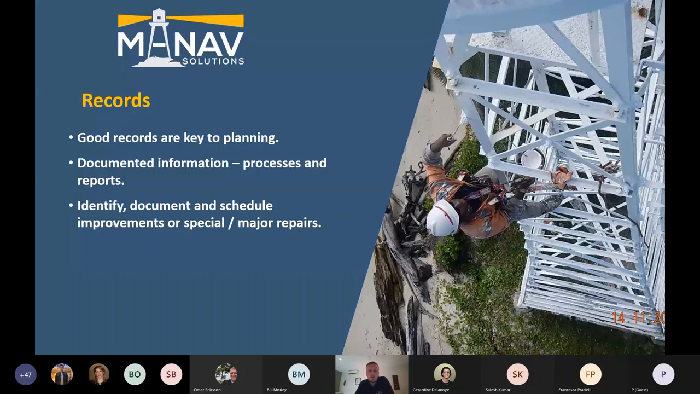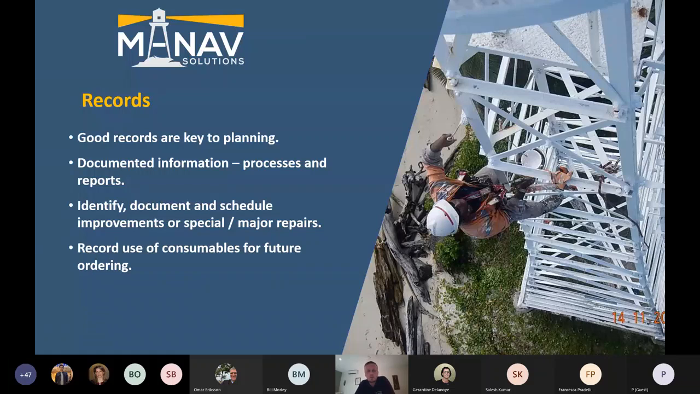Identify, document, schedule improvements or major repairs. Quite often you'll come across a structure, it might be an older structure where there are issues that are developing. You should get into recording those in the early stages. And if there is a major repair coming up in a couple of years, start to record it, start to plan for it, start to budget it.